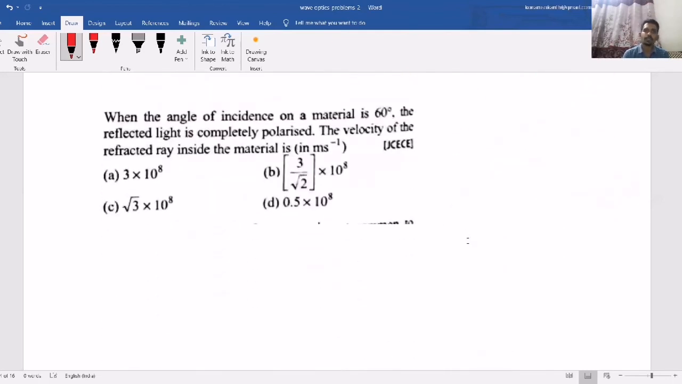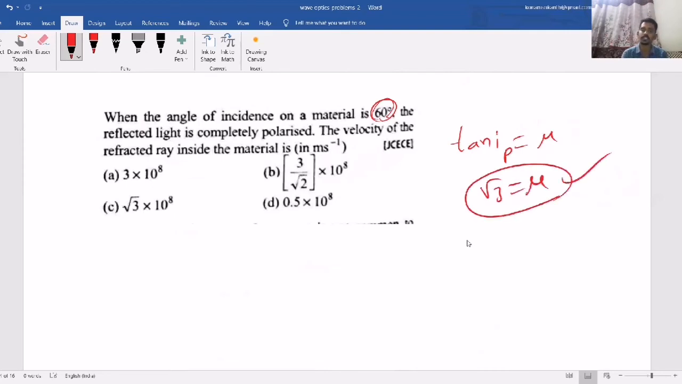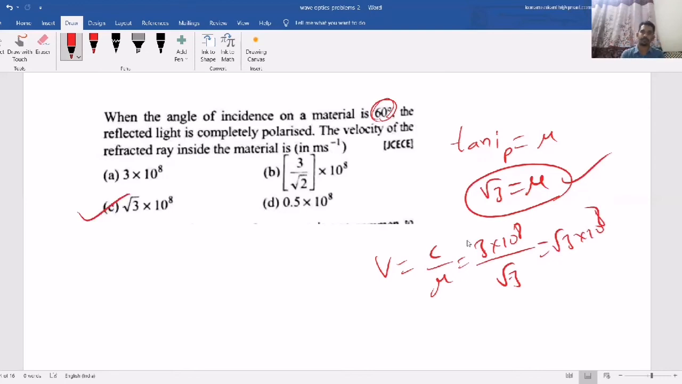Now here, when the angle of incidence on a material is 60 degrees, the reflected light is completely polarized. Okay, so completely polarized means this is the angle of polarization or Brewster angle, that is mu. So tan 60 equal to root 3 equal to mu. So indirectly what data they are giving from here? Mu value. Now what they are asking? The velocity of the refracted ray inside the material. So velocity inside the medium means c by mu, where c is 3 into 10 power 8. Mu is root 3. So 3 by root 3 is root 3 into 10 power 8.